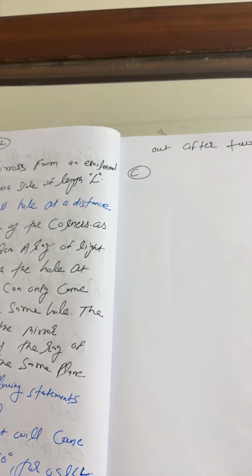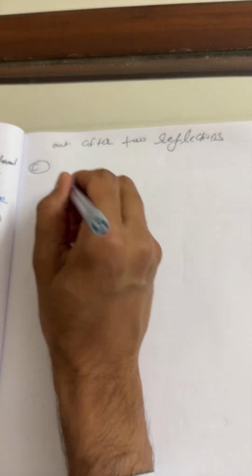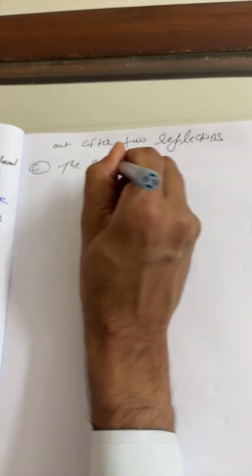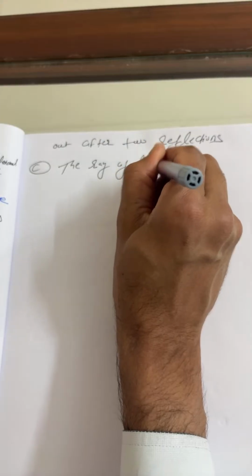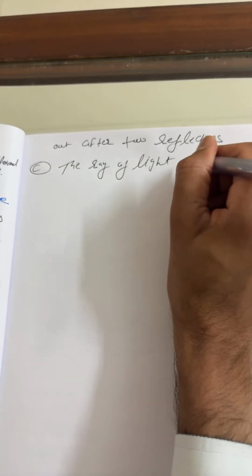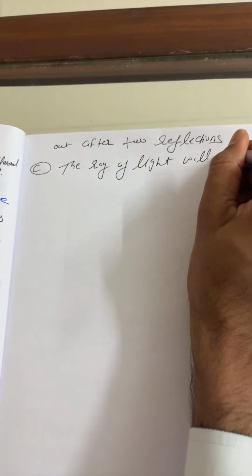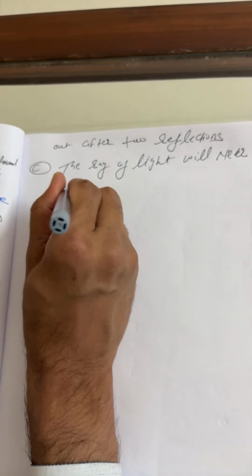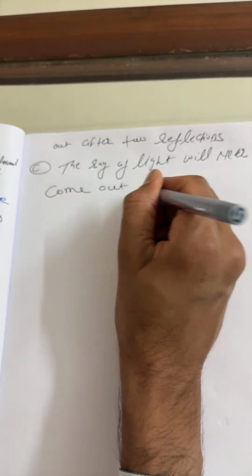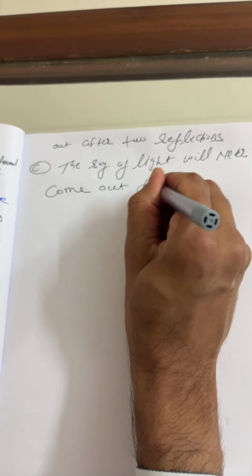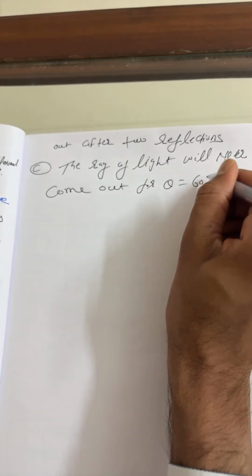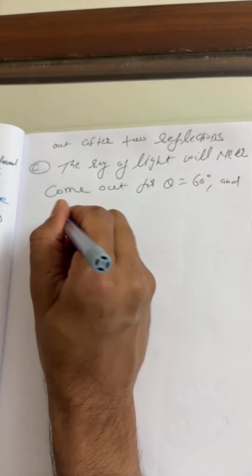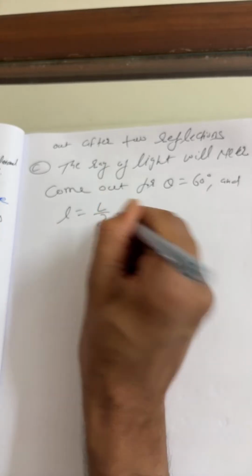Option C, my dear: the ray of light will never come out for theta equal to 60 degrees and l equal to L by 3.